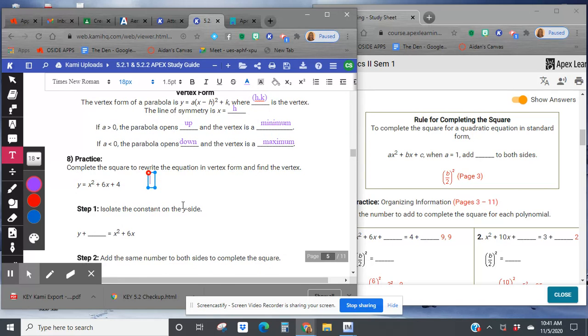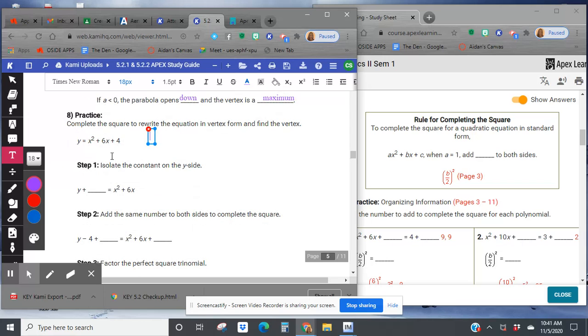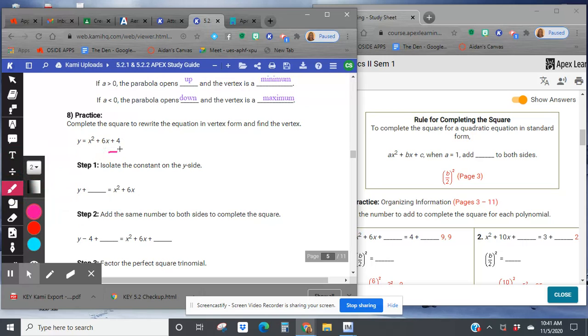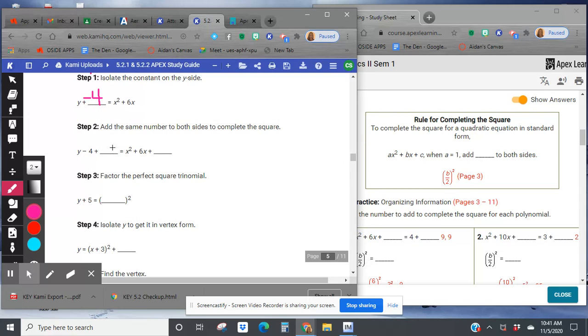Complete the square and rewrite this in vertex form. So again, we've got this 4 over on the wrong side. So we're going to go ahead and subtract the 4 from both sides, bringing it over with the y. And now we open up and make space for completing the square. Again, I'm going to do the b work here.